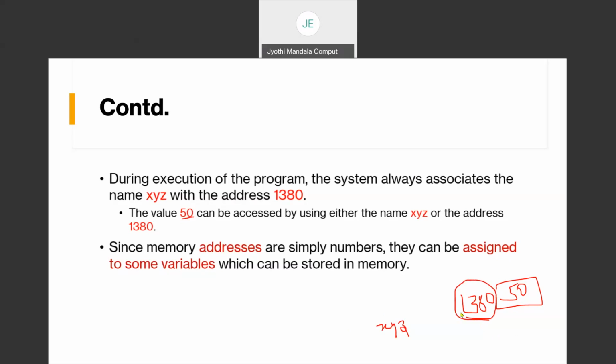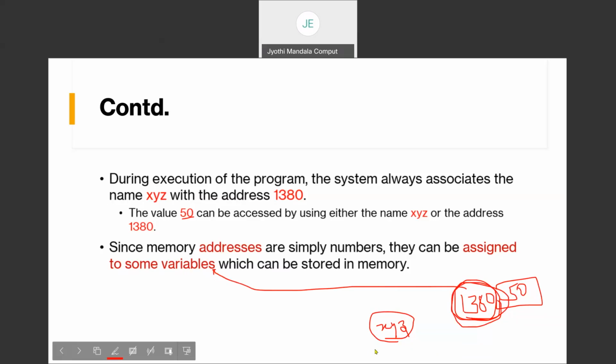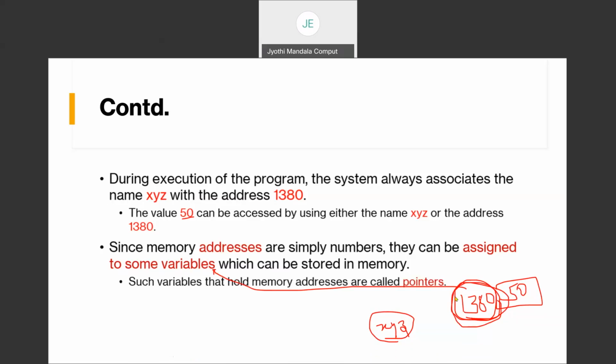Remember, the address is nothing but simply numbers, but it will be assigned to some variable. Whenever you want to access through the address, 50 can be accessed by using your variable name or else by using this address. But if you want to access through this address, then this address should be stored in some variable, and that variable is called your pointer variable.